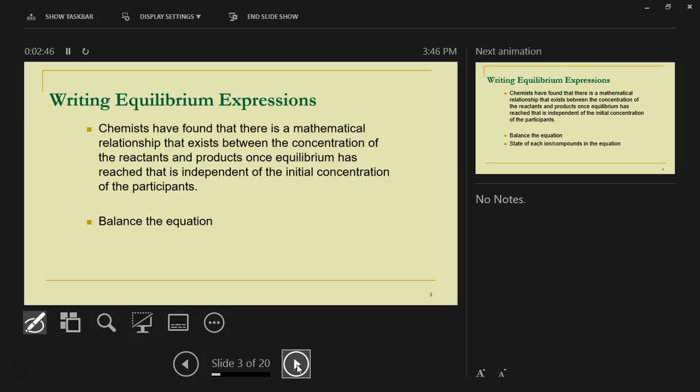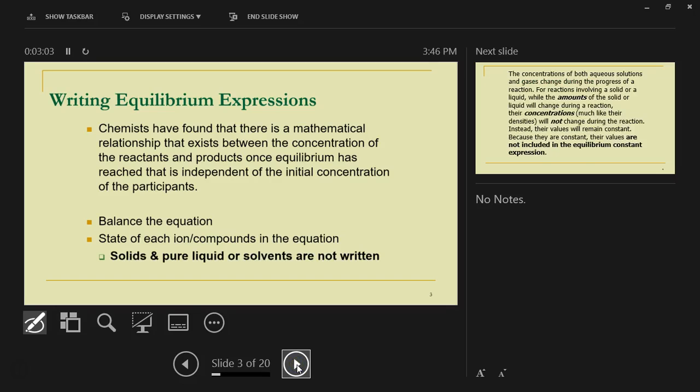So they've created a math equation, and the only two things you really have to look out for is that you've balanced your equation, as I already said, and that you look at the state of each ion or compound in the equation. Things that are solid or things that are pure liquids aren't written in your equations because their concentrations don't change. So how do you know if something's a solid? It's got that little parentheses down as a subscript with an S, and a pure liquid is going to have a letter L. Okay, we're going to keep everything that's gases and everything that's aqueous.